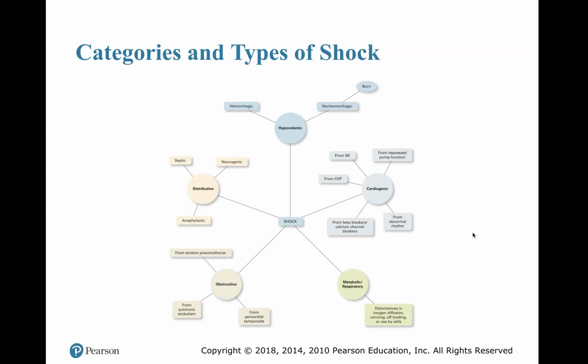Then obstructive shock from tension pneumothorax, from a pulmonary embolism, which is a blockage in the arteries in the lung, and pericardial tamponade. Then you have distributive, which would be septic, sepsis, where there's bacteria in the body and in the blood, causing an infection. Neurogenic, where our sympathetic and parasympathetic nervous systems aren't working. And then there's anaphylactic, which would be a result from a severe allergic reaction.